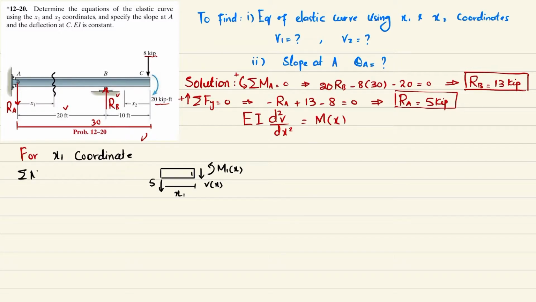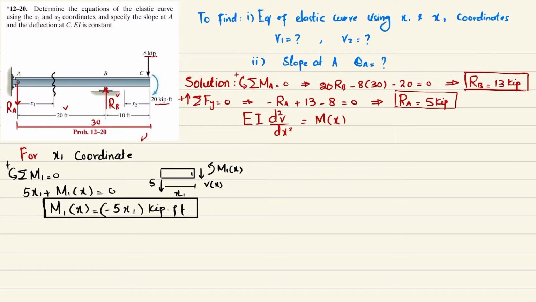Now we will apply the equilibrium condition that the sum of all moments about point 1 is equal to 0, taking the upward moment as positive. The first moment is 5 times x1, and that is counterclockwise, so it will be positive, and the second moment is M1(x), which is the reaction moment, and that will also be positive. So 5x1 plus M1(x) equals 0. It means that M1(x) is equal to minus 5x1, and the unit will be kips-ft. So this is the equation of moment for coordinate x1.